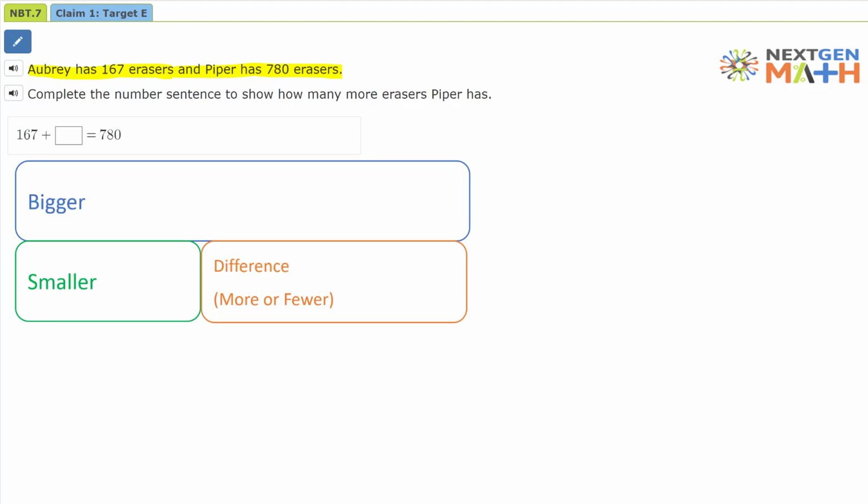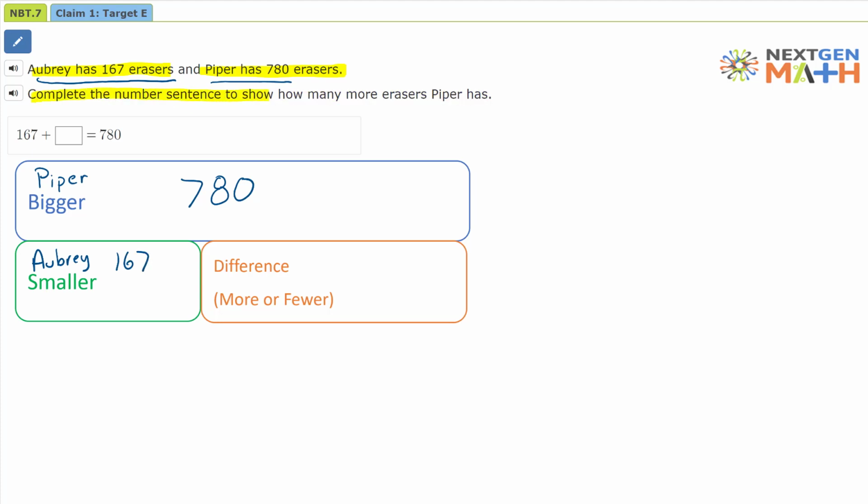So here we go. Aubrey has 167 erasers and Piper has 780. So who has more erasers? Well, Piper does. He has 780 erasers. So where it says bigger, we're going to put 780 because Piper has 780. Well, Aubrey has 167 erasers. That's the smaller amount. Aubrey has the smaller amount of 167.